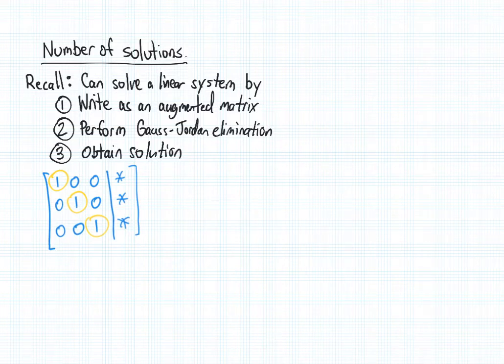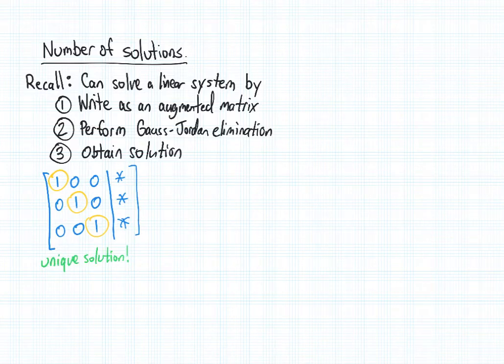And if you were to convert this back into a system of equations, you would see that the equations would just be x1 equals something, x2 equals something, x3 equals something. So you would have a unique solution in this case. Okay, so let's look at another possibility.